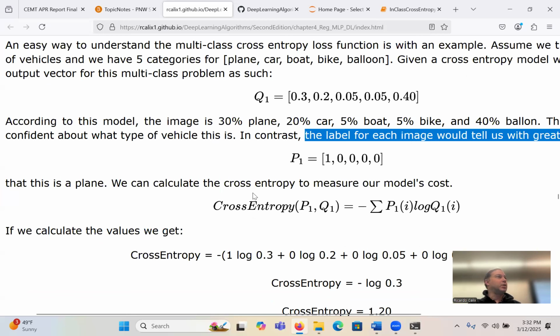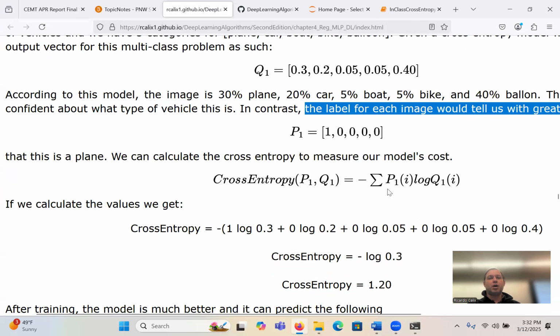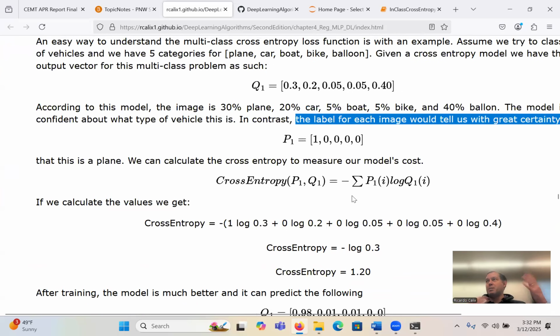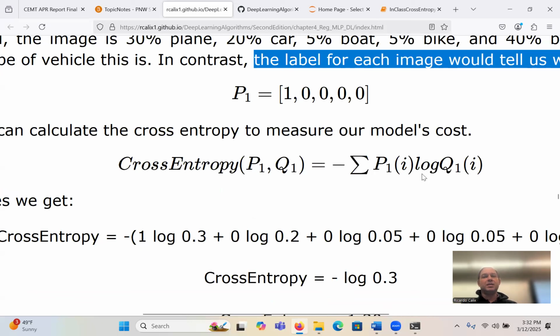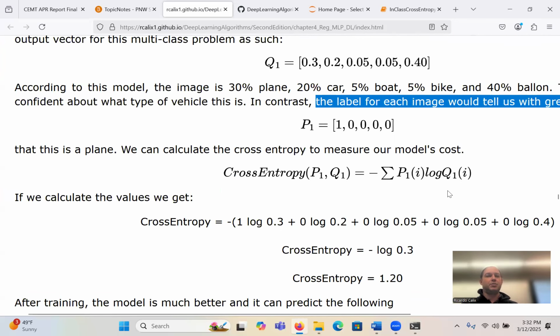So we can calculate the cross entropy given this information to measure our model's cost. This is what we're trying to minimize, right? We're going to update the weights based on this information. Notice it's the same P times log of Q. It's essentially P times the logarithm of the probability, the predicted versus the real, and we sum it over all the classes.